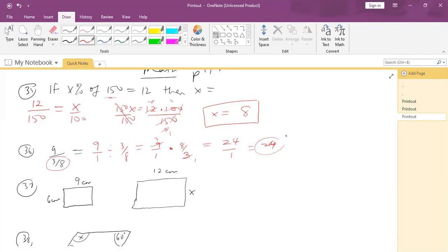Number 37. Two rectangles have the same ratio of length to width. The first rectangle is 6 centimeters wide and 9 centimeters long. If the second rectangle is 12 centimeters long, how wide is the second rectangle?